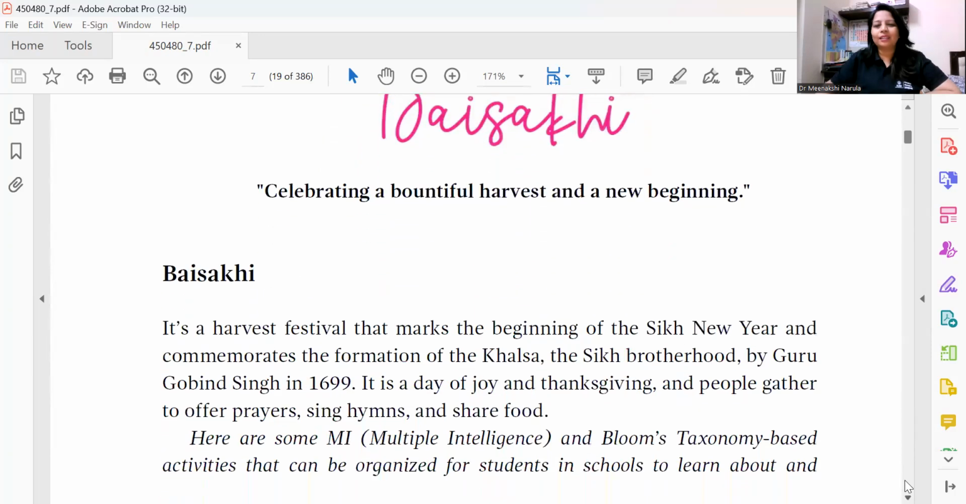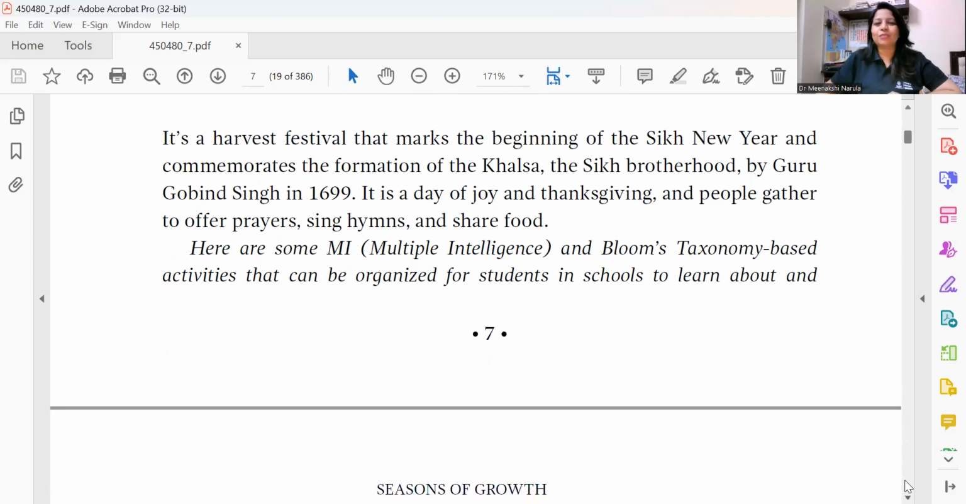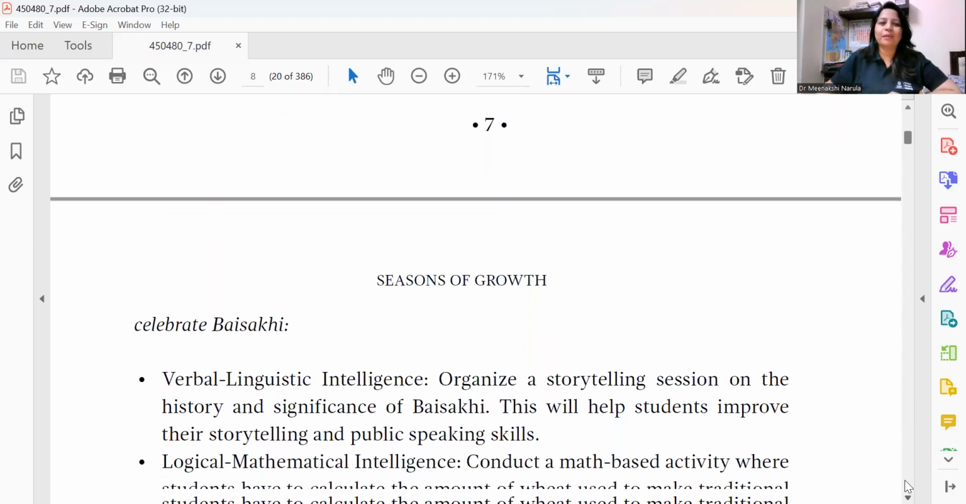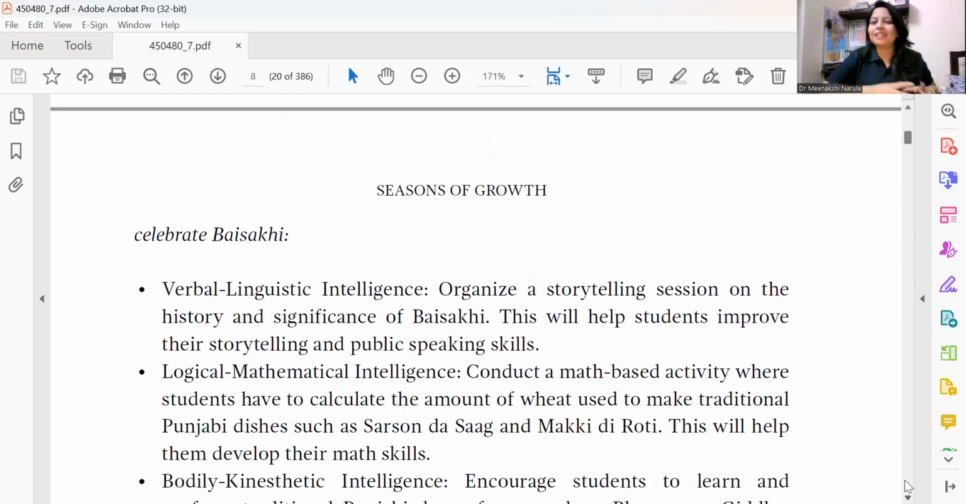So, my lovely educators, as you know very well, it's a harvest that marks the beginning of the Sikh New Year and commemorates the formation of Khalsa, the Sikh Brotherhood, by Guru Gobind Singh Ji in 1699, and it is the day of joy and thanksgiving, and people gather to offer prayers, they sing hymns and share food. So my dear educators, what sort of activities can we conduct with our students so that we can celebrate the same, and also enhance our students' various skills as well.